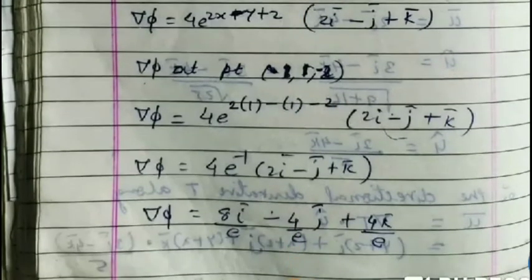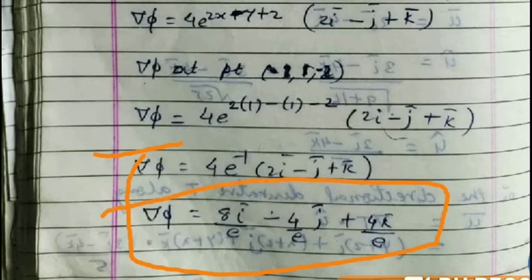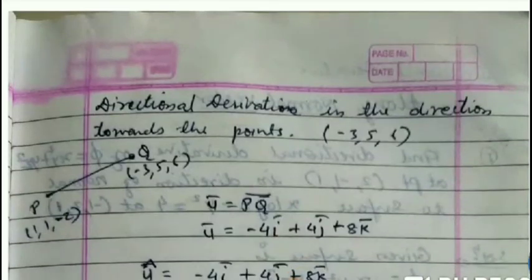So del phi at point 1, 1, minus 2. Put the values of x, y, z in del phi, and finally we get del phi as 8 upon e i bar minus 4 upon e j bar plus 4 upon e k bar.